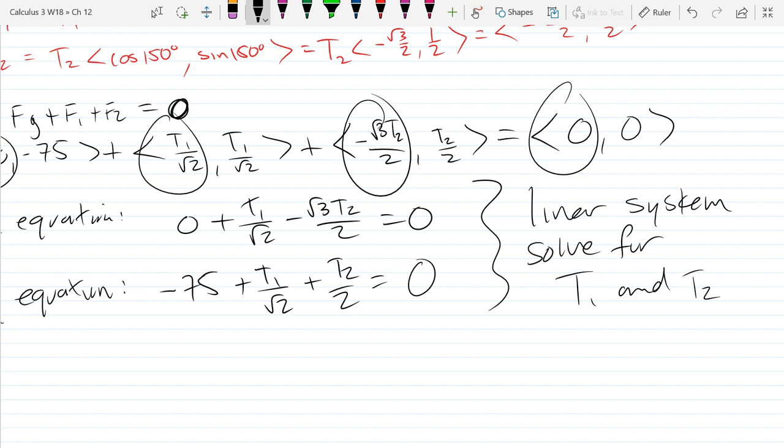Fractions suck. It's a good first move to multiply by 2 square root 2, and you'll get out of fraction land pretty quickly. And after that, pretty much whatever you want to do. Elimination, substitution, either one should work pretty well. These are not difficult systems. All right, so solve on your own.